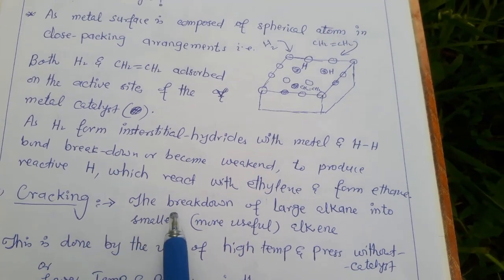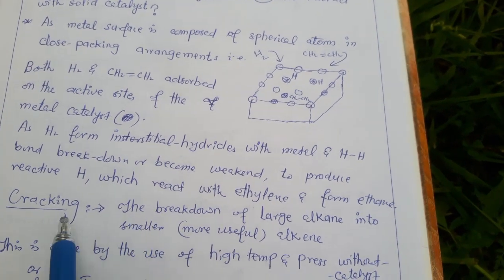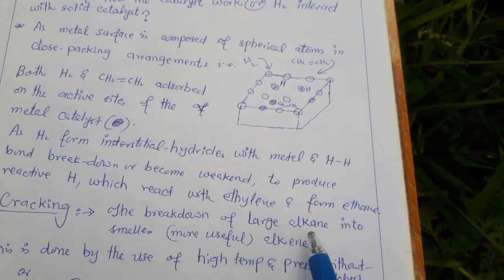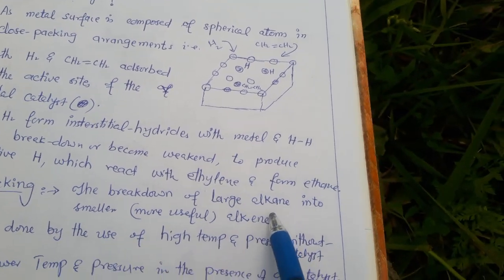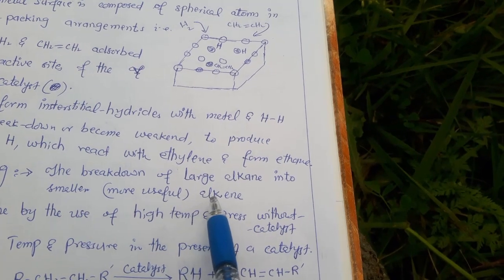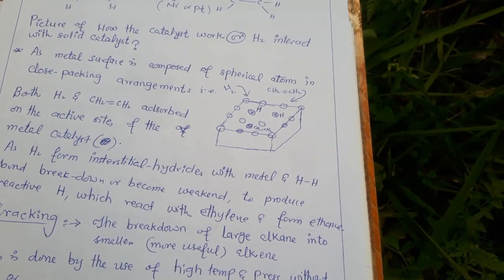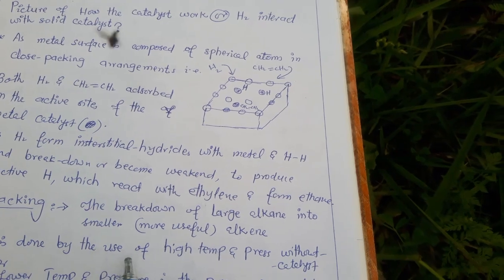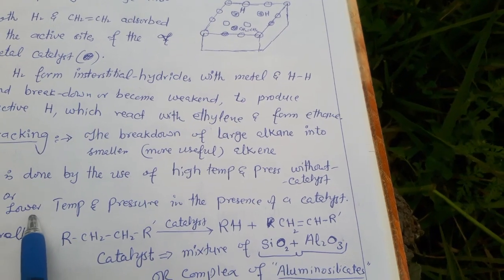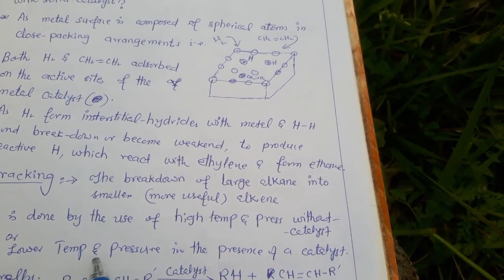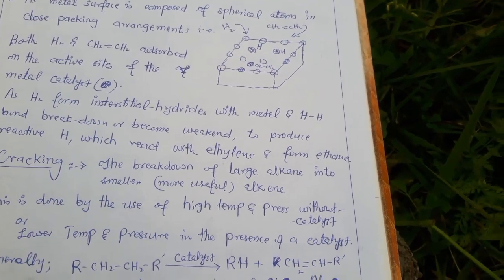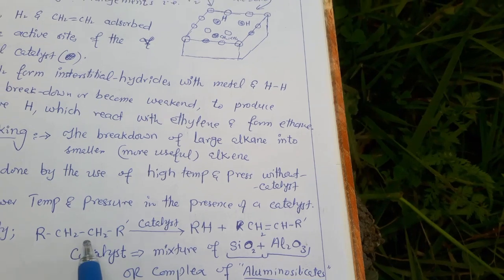Our fourth example of a catalytic reaction is cracking. So what is cracking? Cracking is the breakdown of large organic molecules such as alkanes into smaller ones, and those smaller ones are more useful for fuel. This is done by the use of high temperature or pressure without a catalyst, or it can be done with the help of a catalyst. Using a catalyst, it requires lower temperature and pressure. Generally the reaction is represented with this equation.